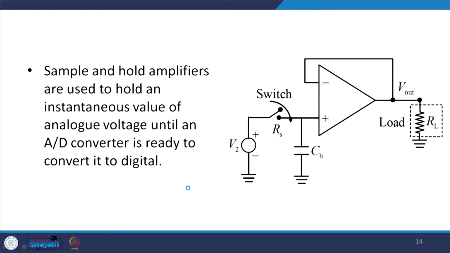And this sample and hold amplifier is used to hold an instantaneous value of the analog voltage until an AD converter is ready to convert the signal.